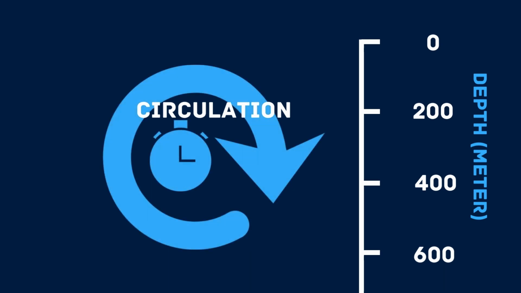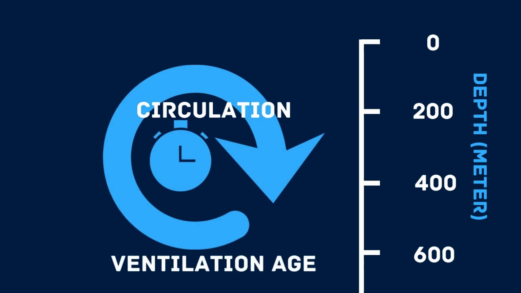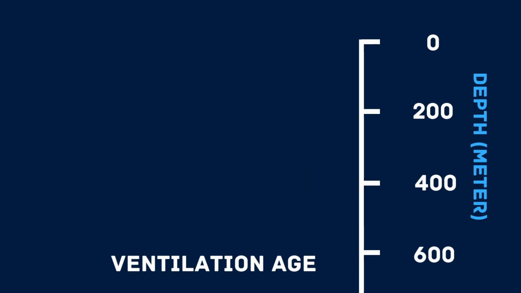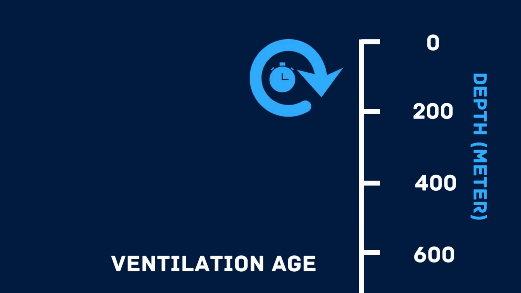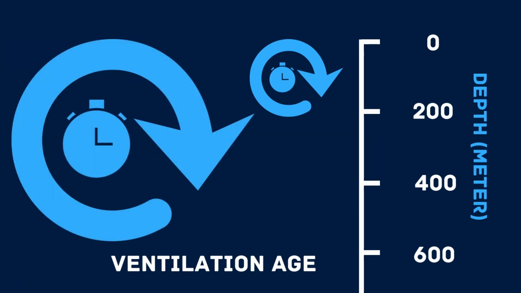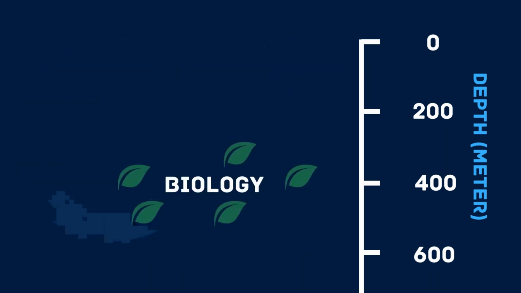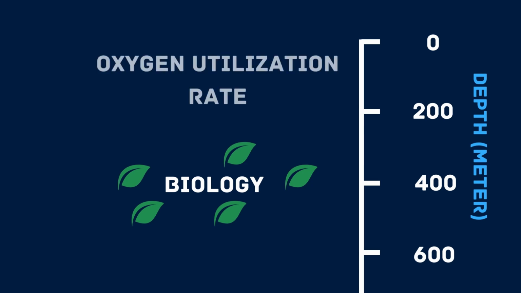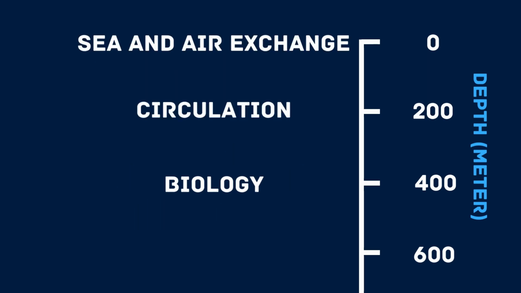Circulation is the time elapsed since a section of water has been at the surface, also known as the ventilation age. For example, a short ventilation age would be in a shallow bay where water can return to the surface often. As a rule of thumb, the deeper you go, the longer it takes for this turnover to occur. Finally, biology is simply the rate at which oxygen is consumed by marine organisms, also described as the oxygen utilization rate. These three processes work together to continually move oxygen throughout the ocean.